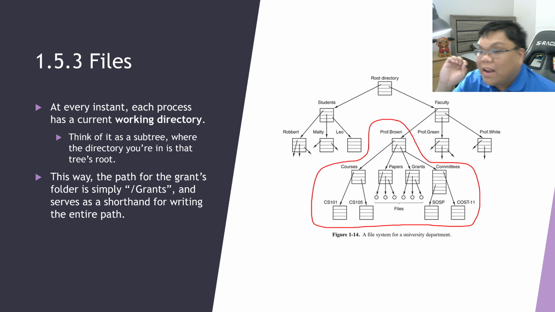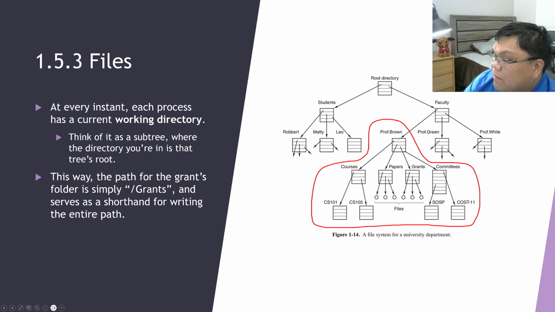At every instant, each process has a current working directory. It's basically a subtree. So, in the subtree, you can simply type in /grants, for example. In this example, the subtree has Professor Brown be the root of the subtree. So if you have /grants, you're basically going into the subfolder in the Professor Brown folder, without having to type out the whole path that starts from root directory, faculty, Prof. Brown, grants. You just say /grants. That's it.